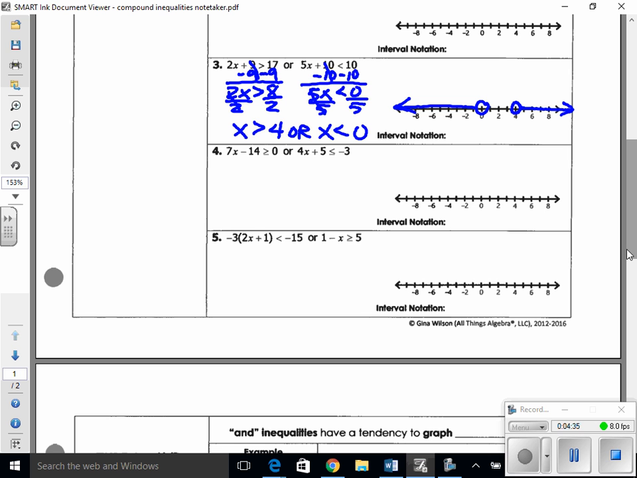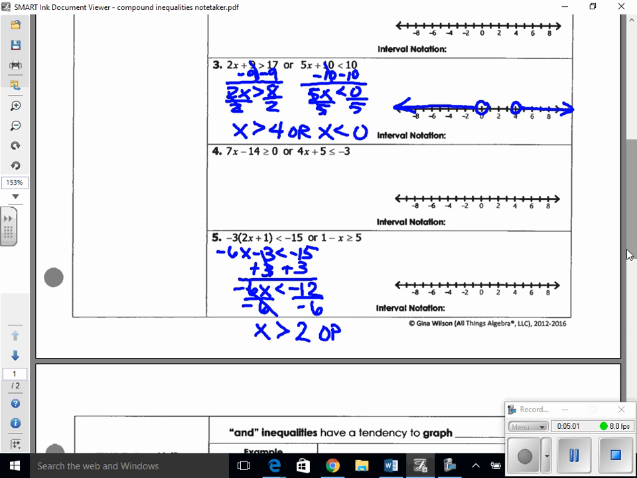All right, then we get to number 5. And we do need to distribute first on this left one. So that means -6x minus 3 is less than -15. We add the 3. That gives us -6x is less than -12. We are going to divide by -6. Because we are dividing by a negative coefficient, we have to flip the symbol to the other direction. So less than becomes greater than 2.